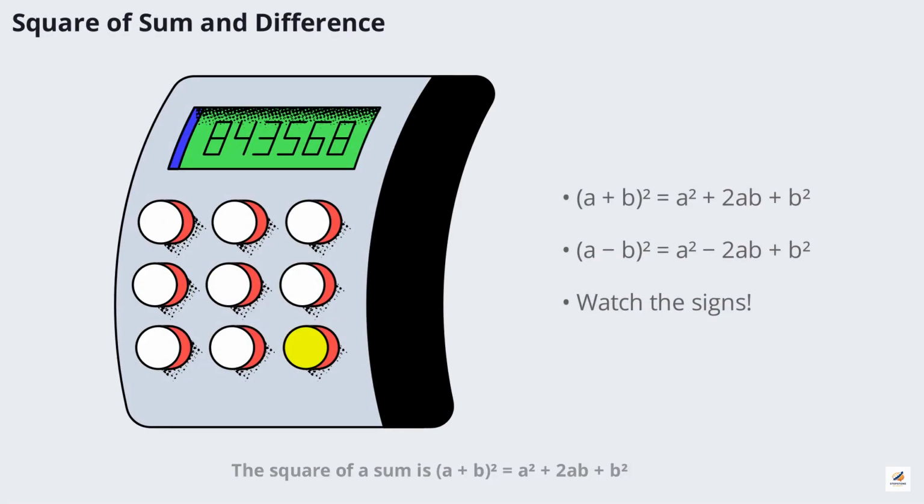The square of a sum is (a + b)² equals a² + 2ab + b². The square of a difference is (a − b)² equals a² − 2ab + b². These identities are used to expand expressions and simplify calculations in algebra. Remembering the signs is key to avoiding mistakes.